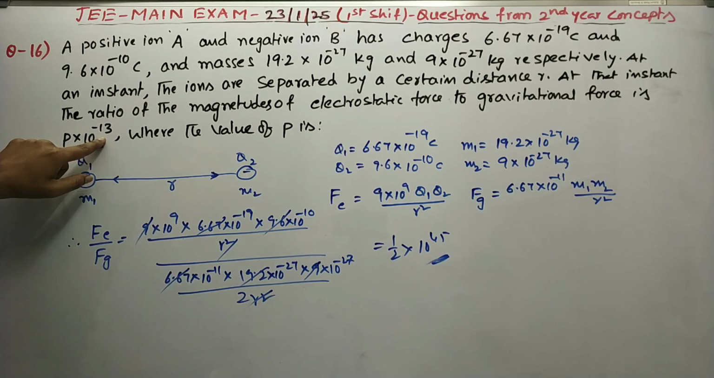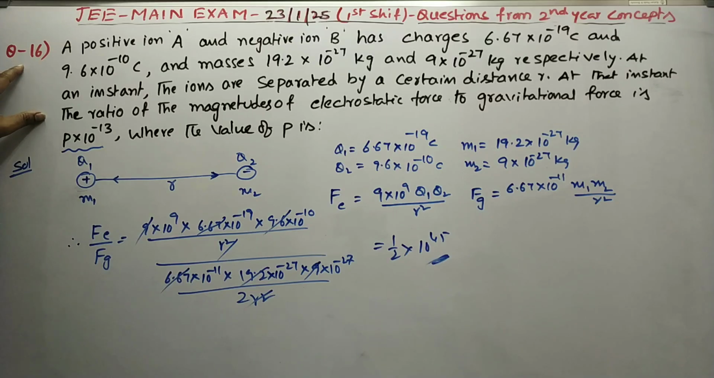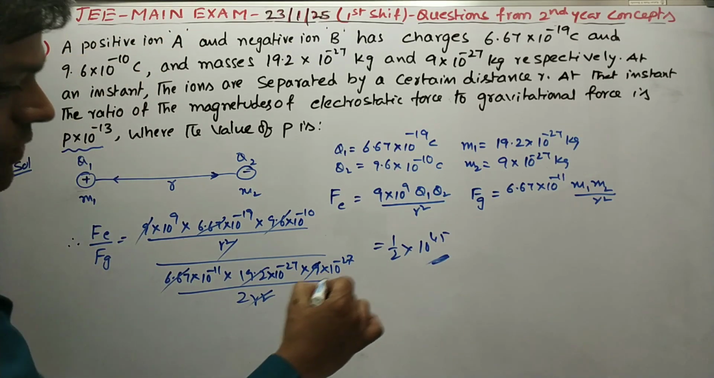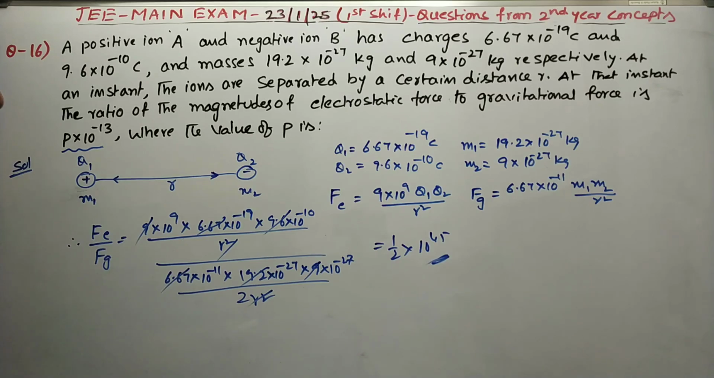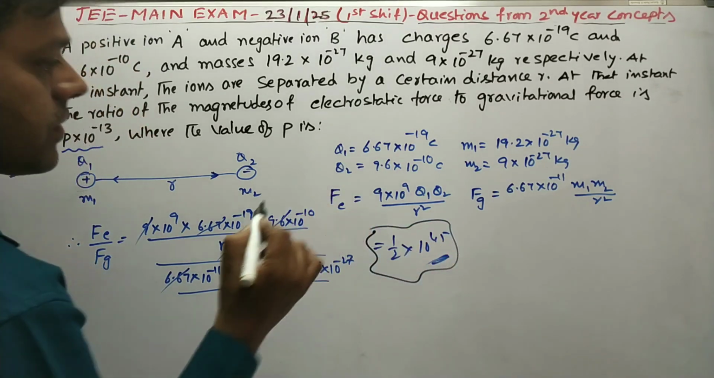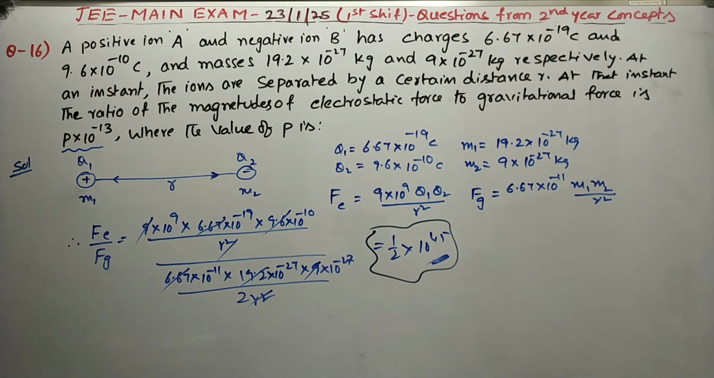But in the given question, the option is P into 10 power minus 13 as the resultant magnitude of the ratio of forces. So this question has a mistake in how it was given. So in this examination, this question is given as a bonus for all the students. So this is the actual answer for this question, but bonus marks were given to all students who attended in this first session. Okay.